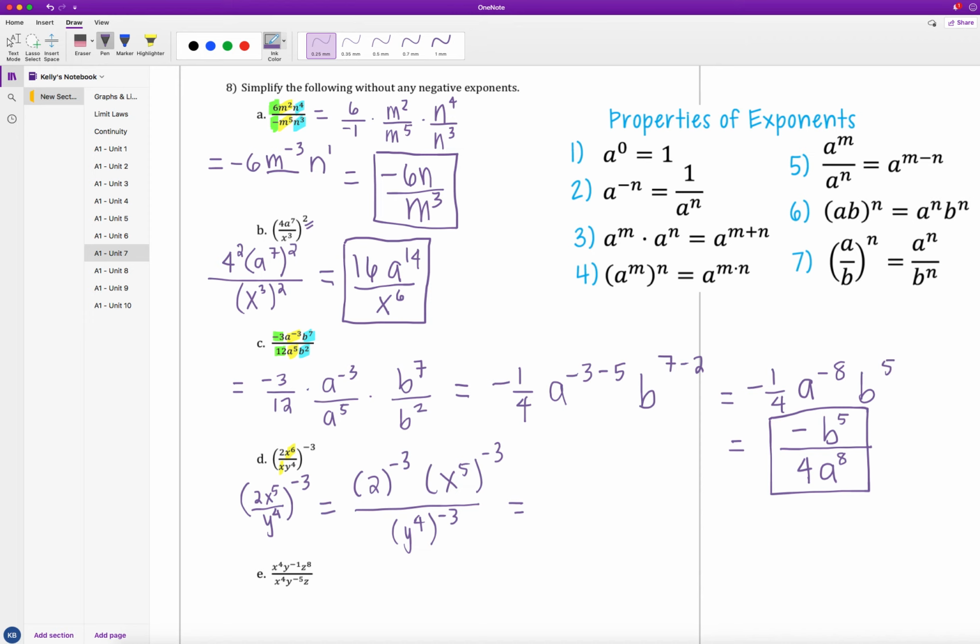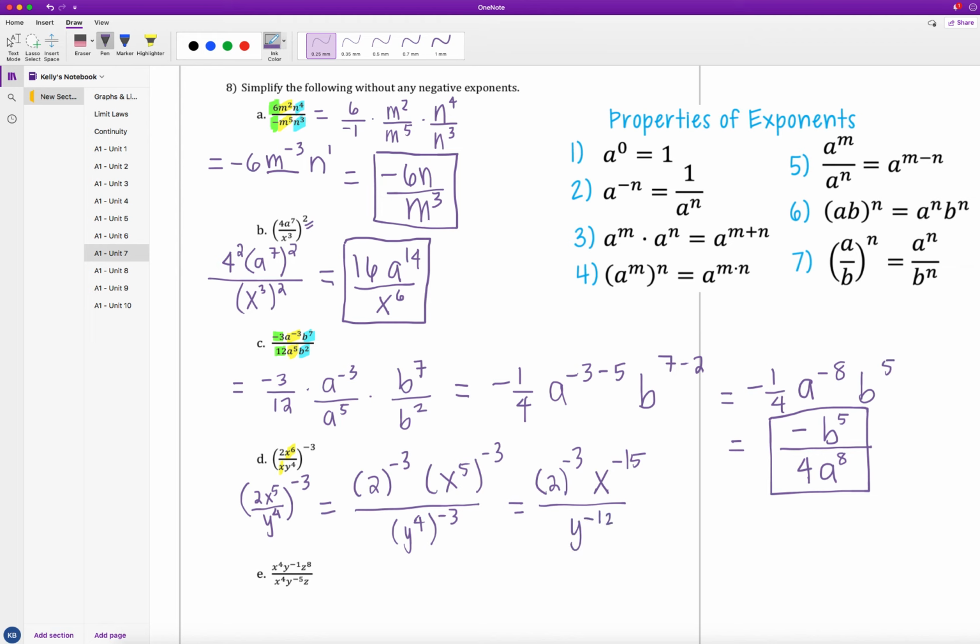So 2 to the negative third, I can't simplify until I get rid of the negative exponent. But I'm going to do all the negative exponents at once at the end. So I'm just going to rewrite that part for now. When I have a power to a power, I can multiply them. So we get x to the negative 15th. Again, power to a power, I can multiply those and get y to the negative second.